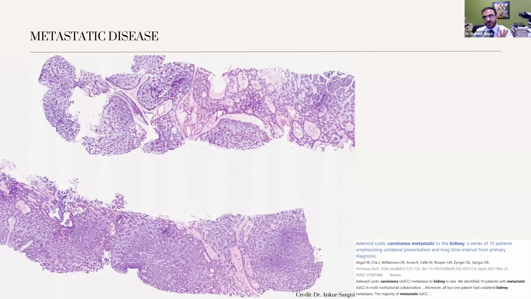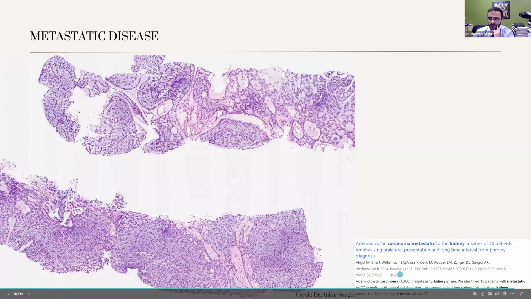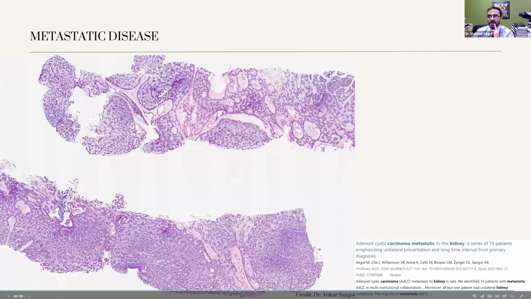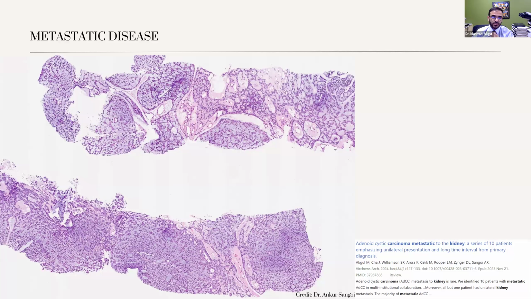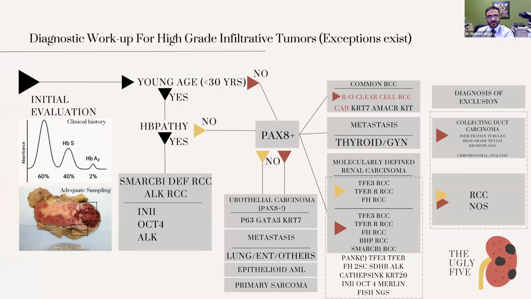And speaking of metastasis, I am sorry for the shameless self-promotion, but we recently published a series of 10 metastatic adenoid cystic carcinomas to the kidney. I just wanted to show you that some weird tumors can go to the kidney, and we should broaden our differential when we have unusual tumors. This is my last slide.